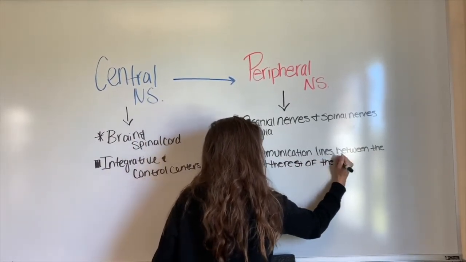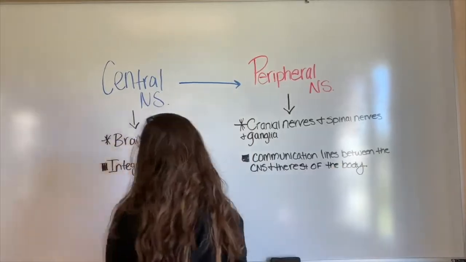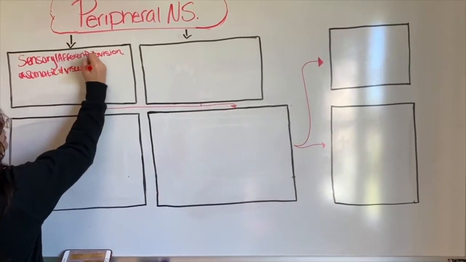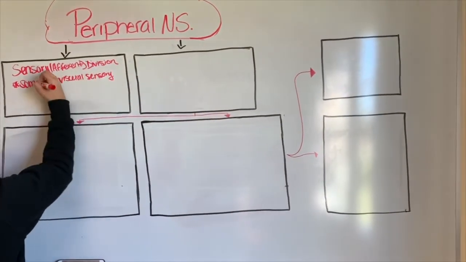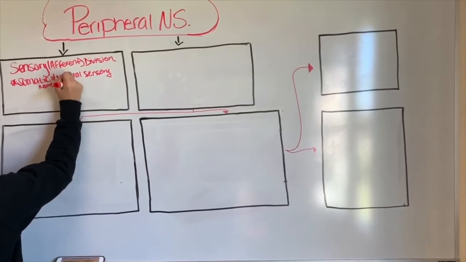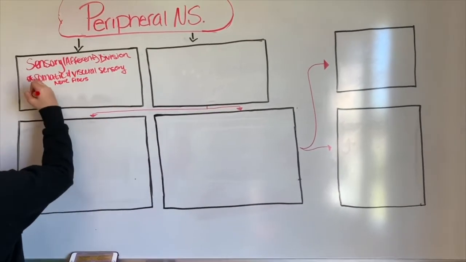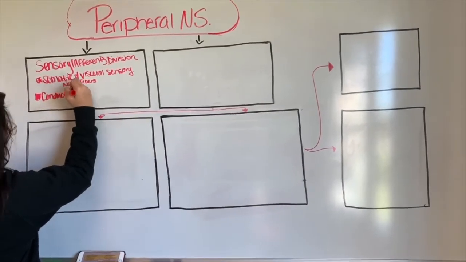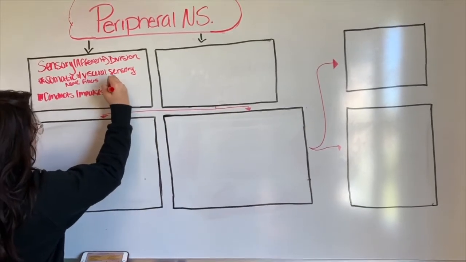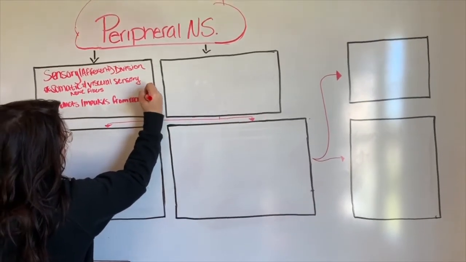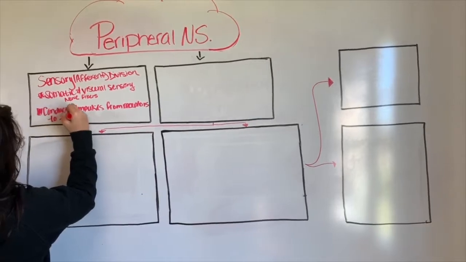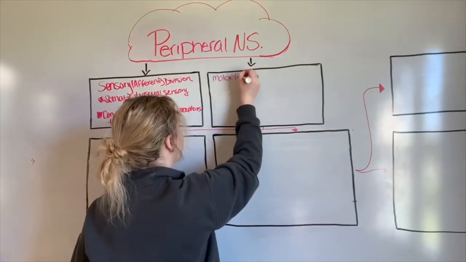The peripheral nervous system can be broken down into two functional subdivisions. The first subdivision is the sensory division, which is afferent. This consists of somatic afferents that carry sensory information from skin, muscles, and joints, and visceral afferents, which come from internal organs, as well as special sensory afferents, like our eyes, ears, and nose.